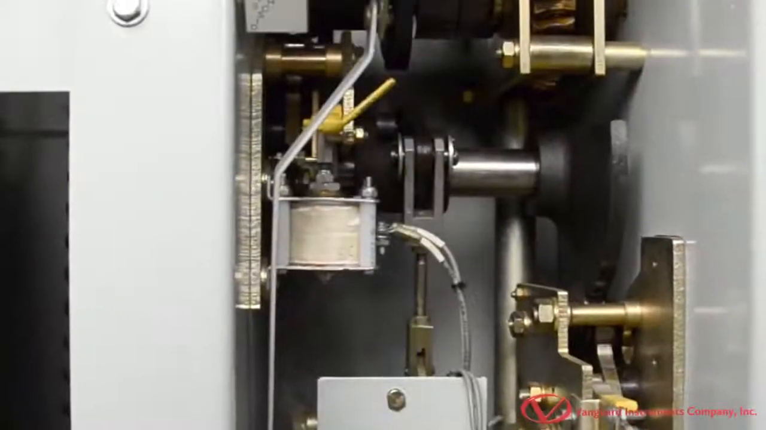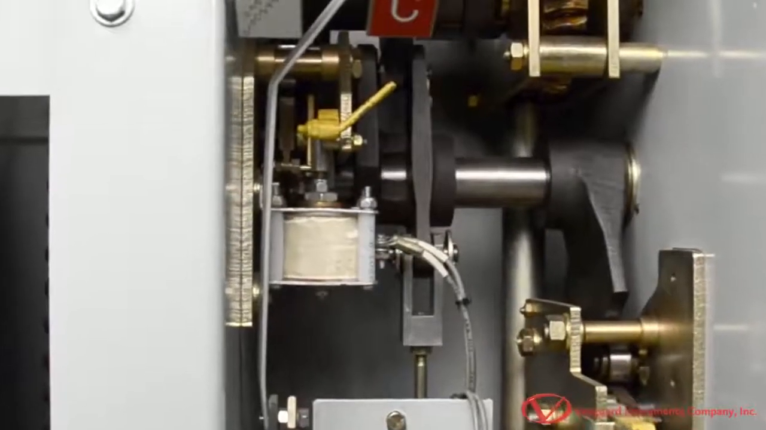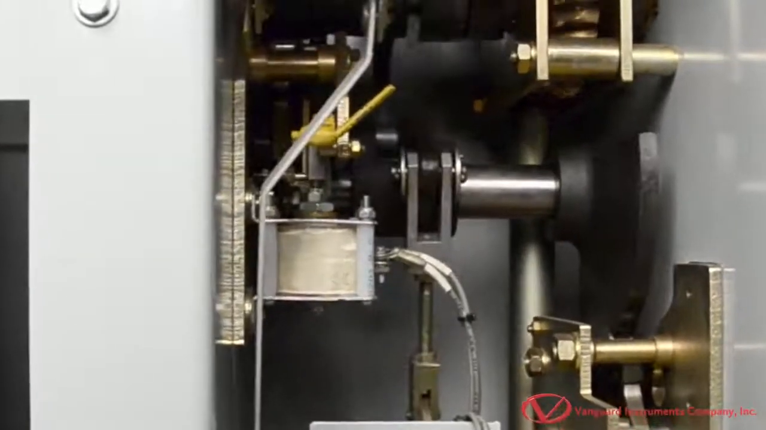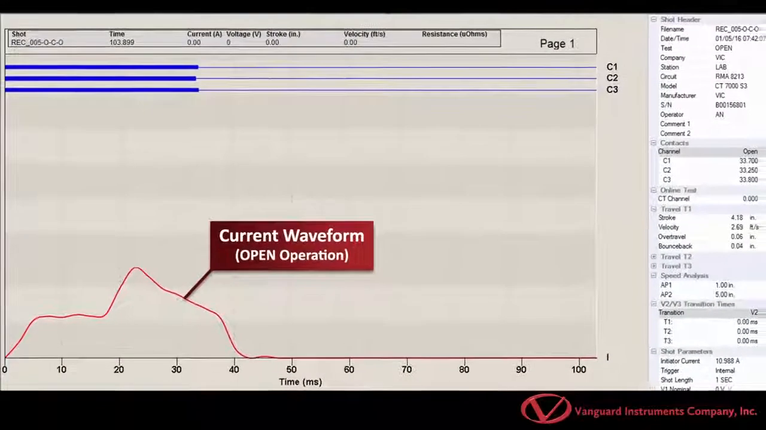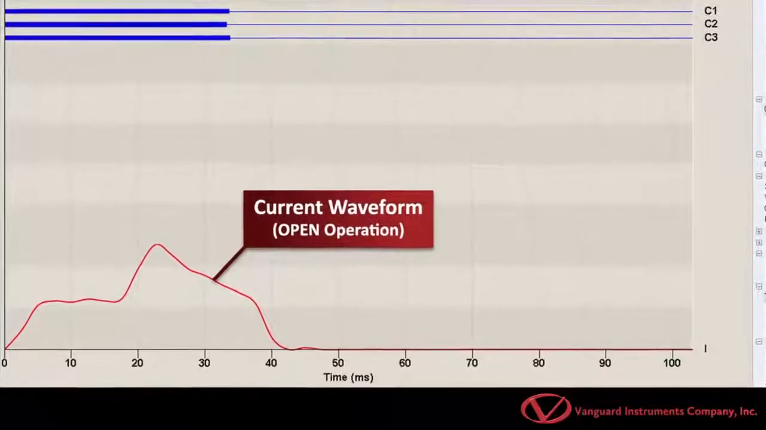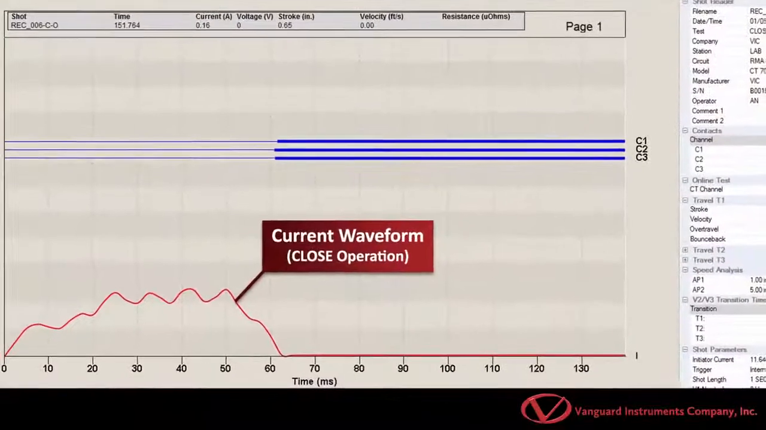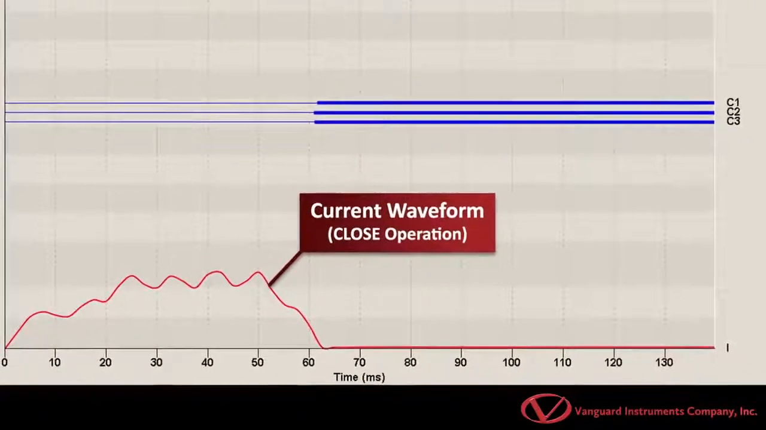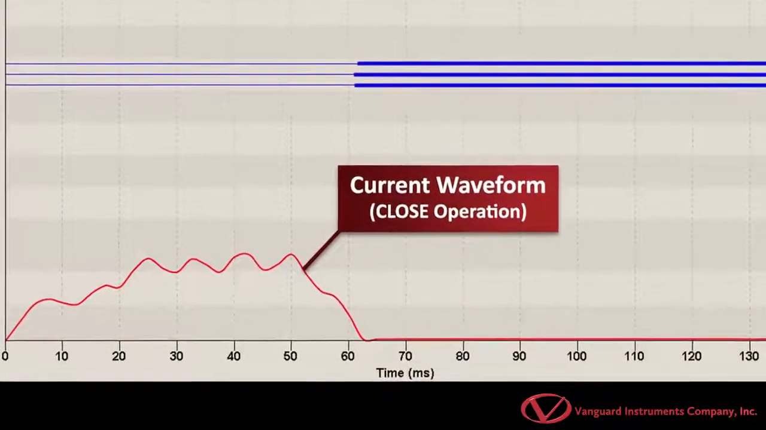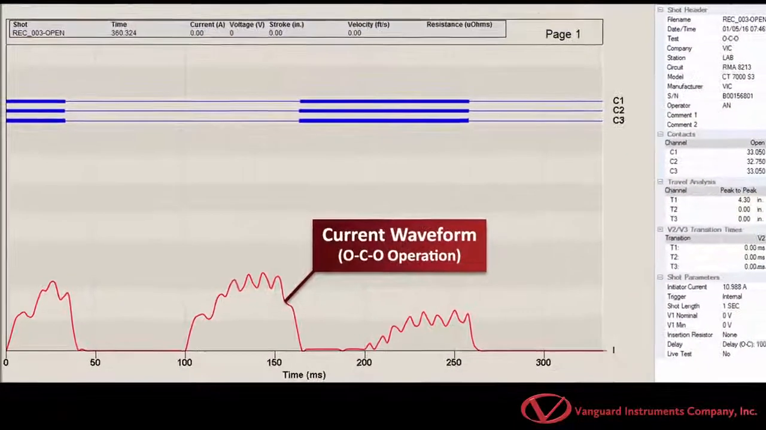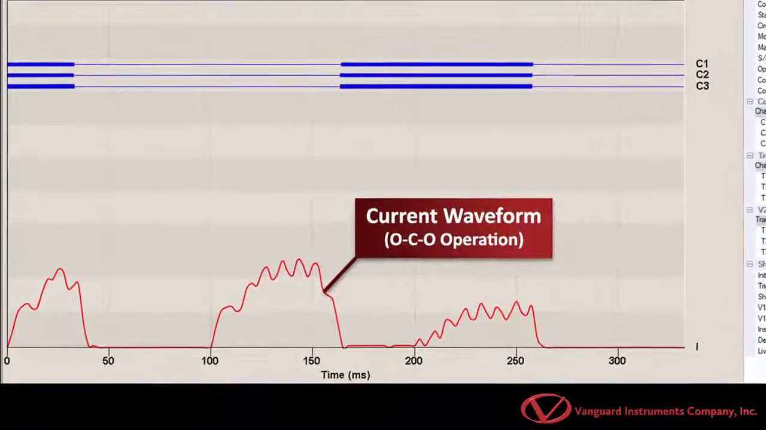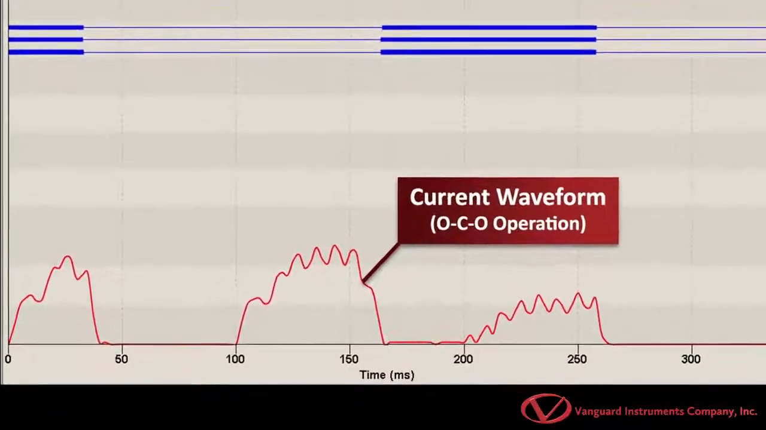A breaker's control circuit can also be tested by measuring the trip and closed coil current and the minimum pickup voltage. The measured values are then compared with the manufacturer's specifications to ensure optimal performance. The operating coil's current waveform provides insight into the mechanical and electrical condition of the operating coils. Any significant changes from the benchmark test signature should be further investigated.